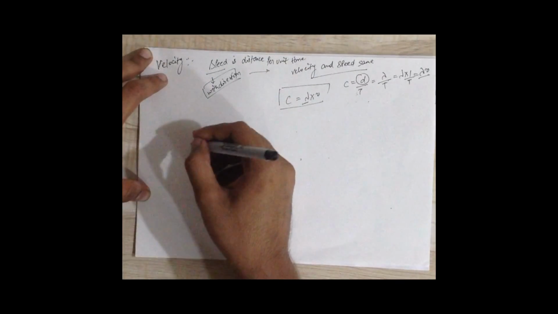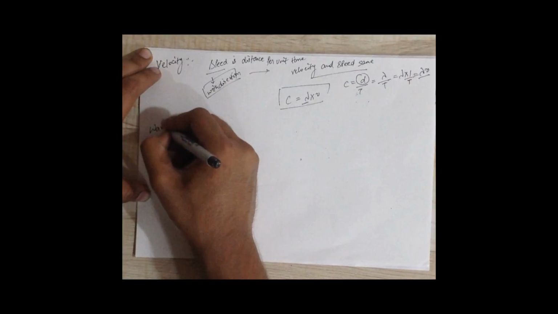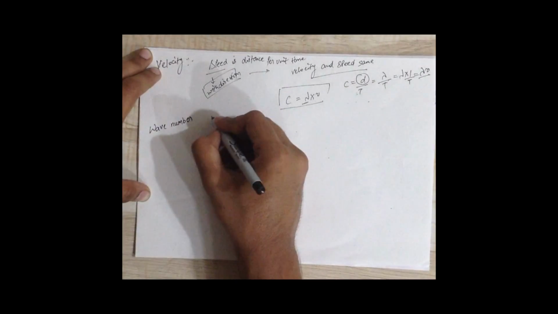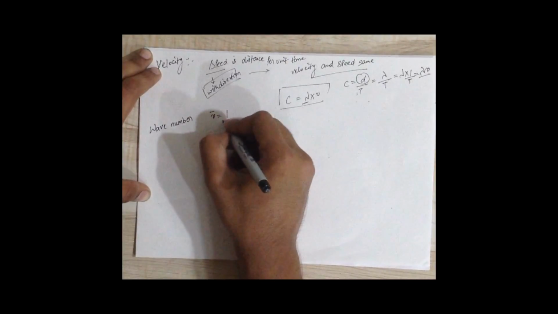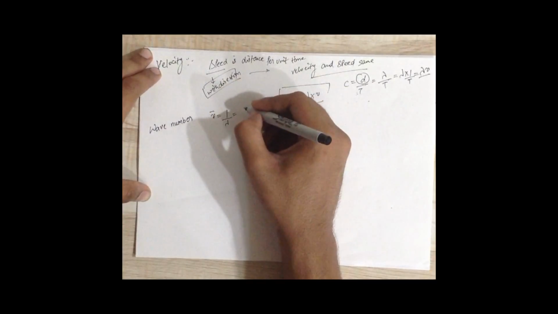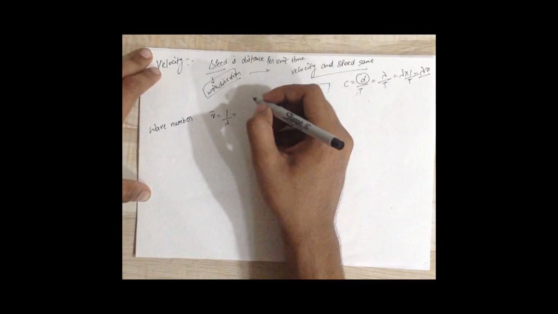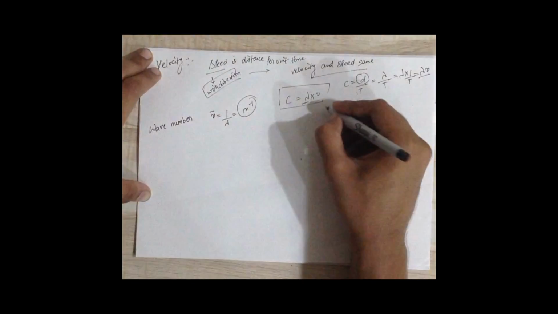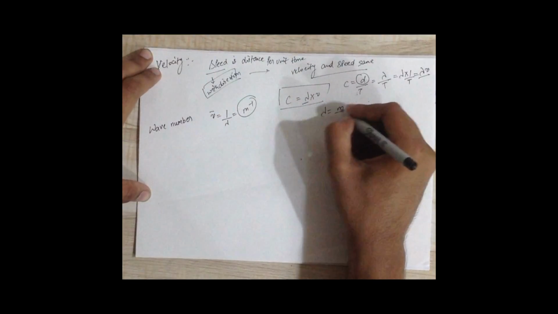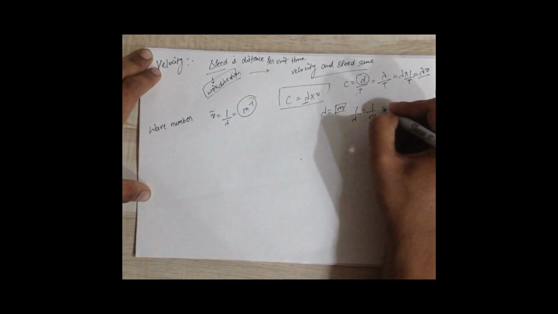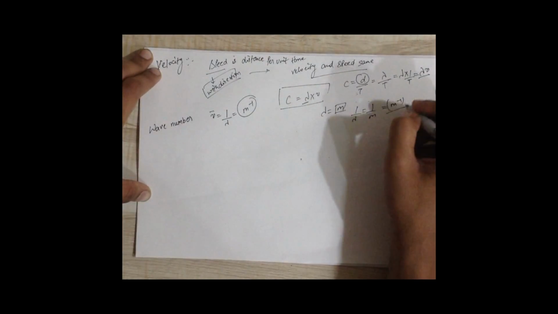The fourth important term is wave number. Wave number is the reciprocal of lambda. It is just used in numericals, so you need not worry about it. And the SI unit is meter inverse. As lambda was in meters, 1 upon lambda would be 1 upon meters, that is meter inverse.